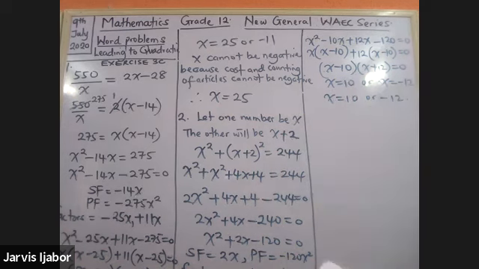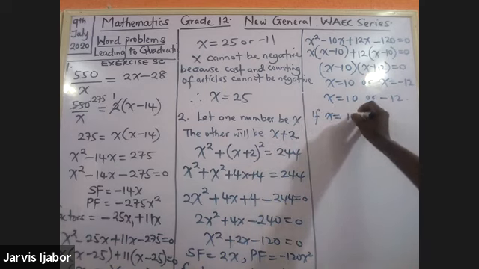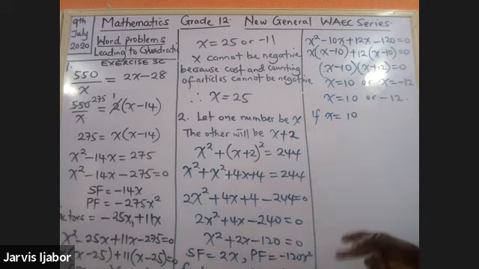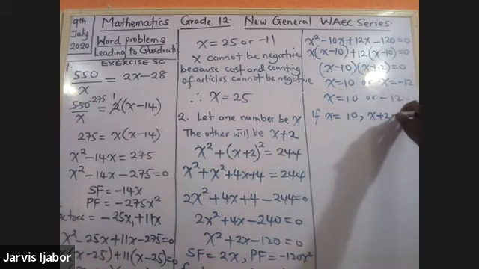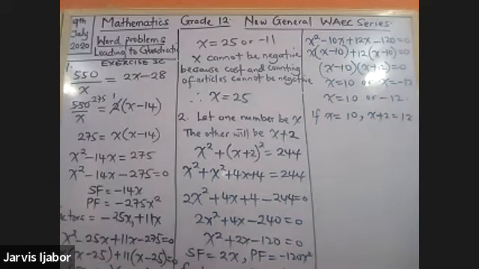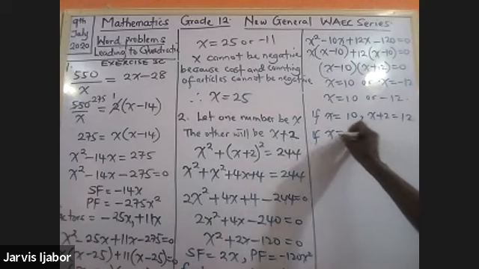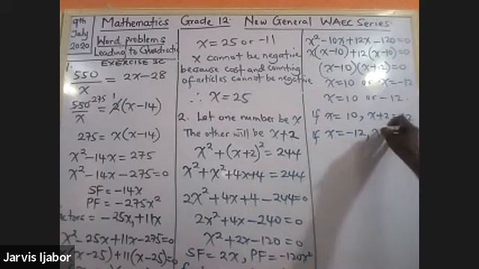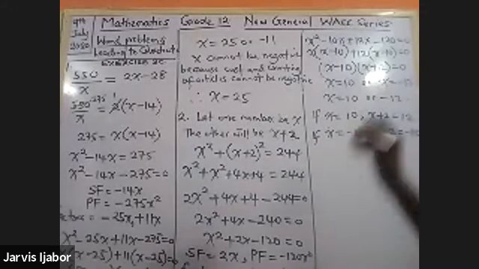Now, the question is, they said find the numbers. Now, if x is equal to 10, in this question the number can be anything. So the true answer here is that you have 4 possibilities. If x equal to 10, x plus 2 equal to 12. If x is equal to minus 12, then x plus 2 equal to minus 10. So in this question, you have 2 pairs of possibilities.